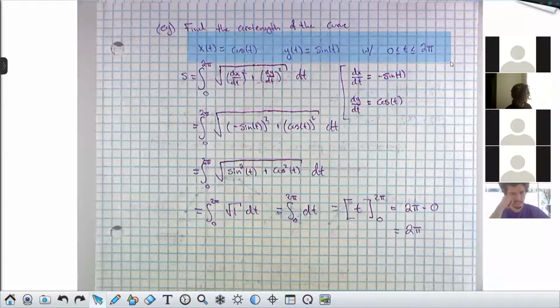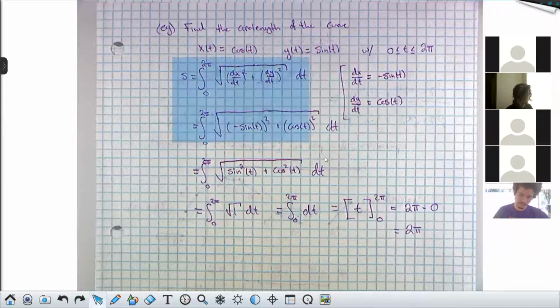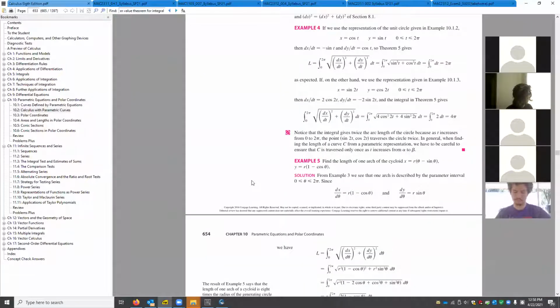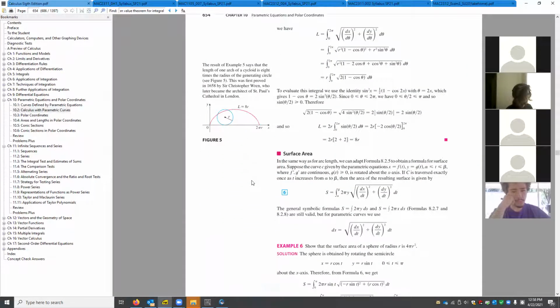This parametrization has us walking around the unit circle exactly once counterclockwise. If we ran out to 4 pi here, then we would walk around the circle twice. Or if we left this as 2 pi, but had sine of 2t and cos of 2t, we would be walking around the circle twice as fast, and we would go around it twice as well. So again, really understanding what these parametric equations and parametric curve give you is crucial to interpreting the arc length integral. Most of the time that won't be an issue, but it is still nice to know.